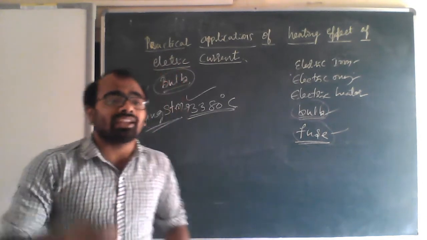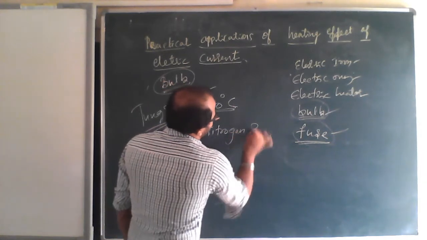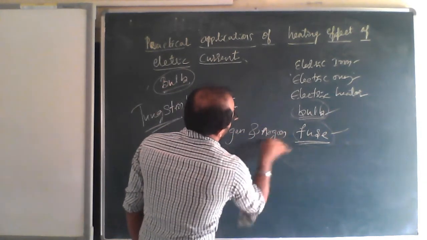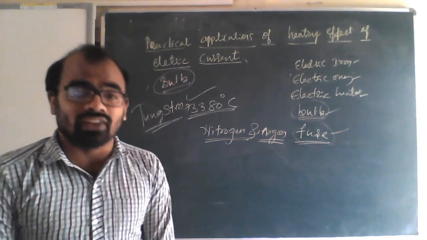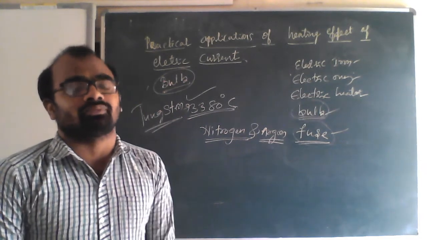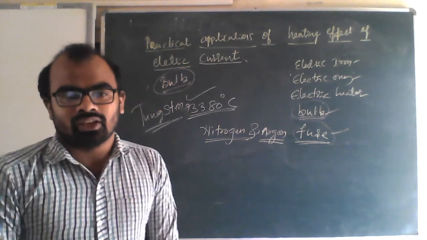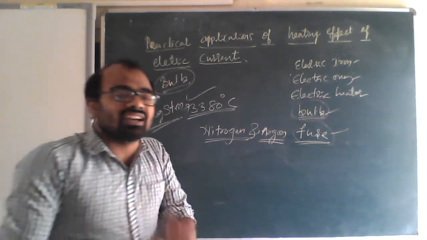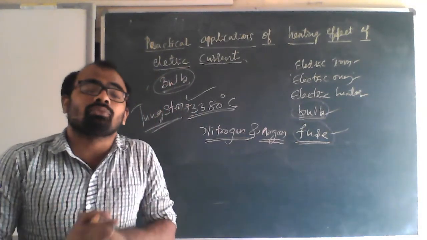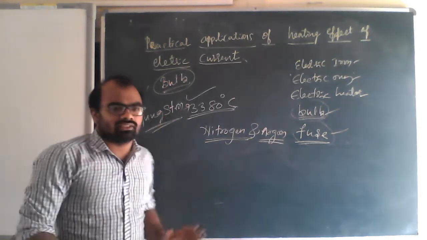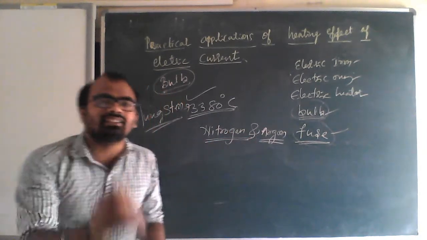You should remember, in a bulb there are two gases filled, nitrogen and argon. You should remember these two. Why are these two gases filled in bulbs? Because if these two gases are not filled, what happens? In the bulb, oxygen may enter. If oxygen enters, then tungsten will react with oxygen and become tungsten oxide. Then it will not conduct properly. So that is why nitrogen and argon are filled in the bulb.